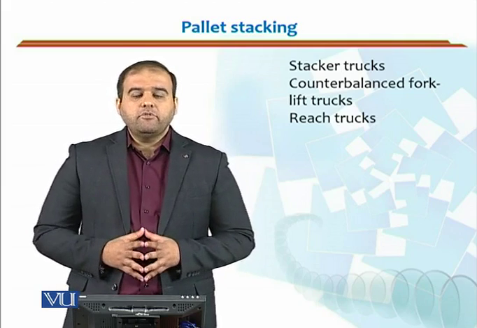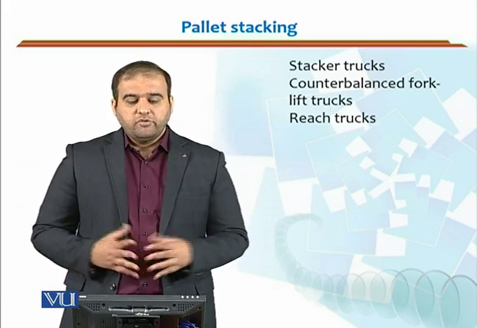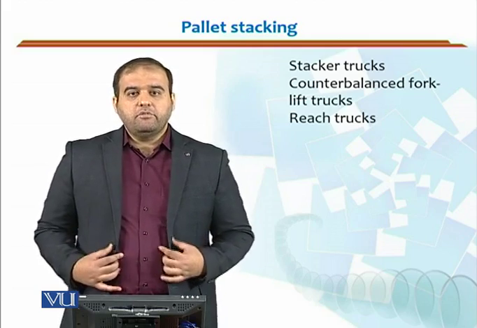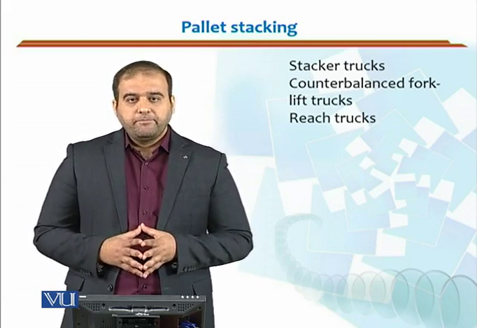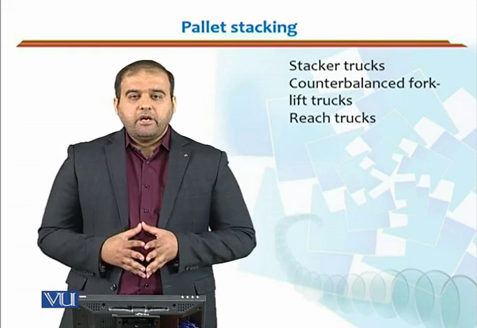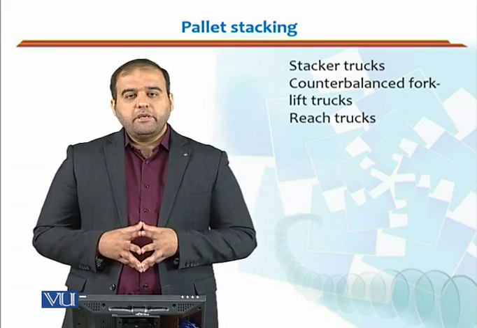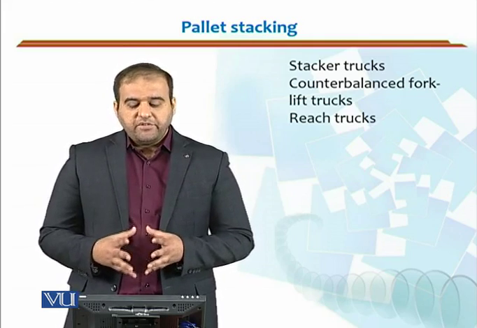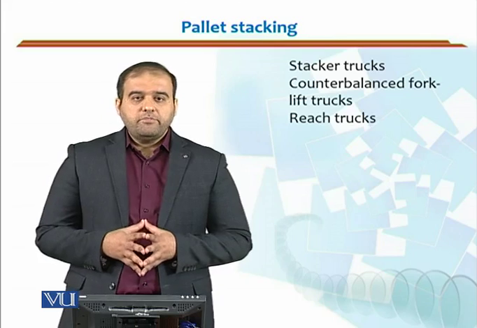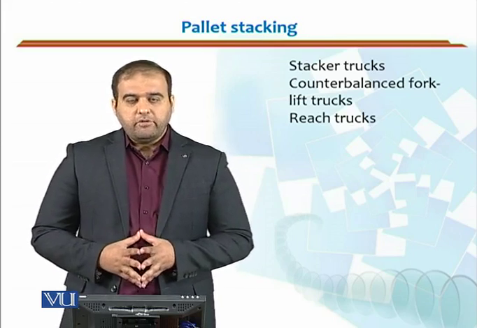Normally, an aisle would be 3.5 meters in width, so that normally two people can actually move in that aisle. But if there are narrower aisles, then counterbalanced lift trucks and reach trucks would be more appropriate. Stacker trucks would not be an appropriate option because they cannot move in those narrower aisles.